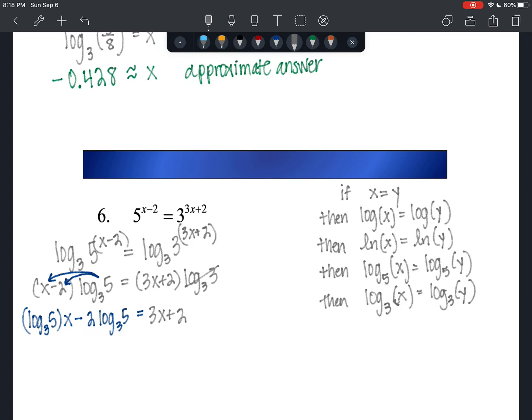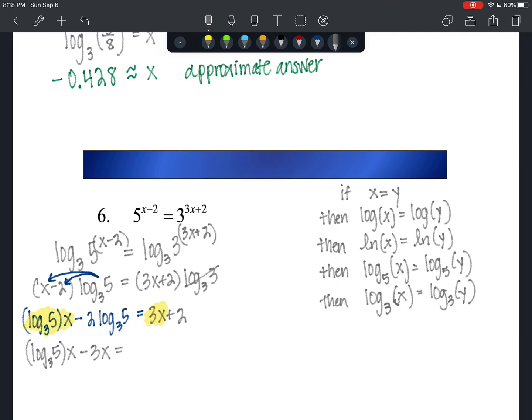Now I have a term with x and a term with x. So I need to collect all the x's on one side of the equation and all of the constants onto the other side of the equation. So I'm going to subtract 3x from both sides. And I'm going to get log base 3 of 5, which is just some number, times x, minus 3x.